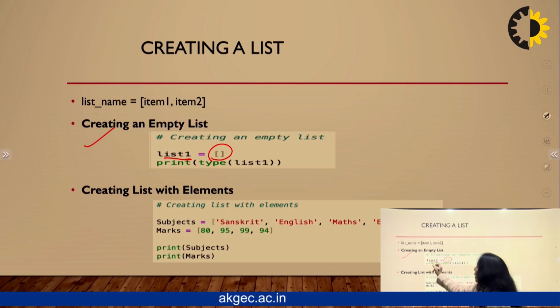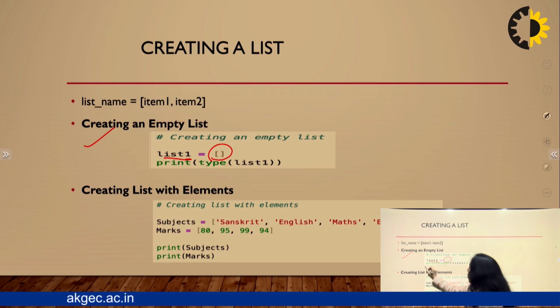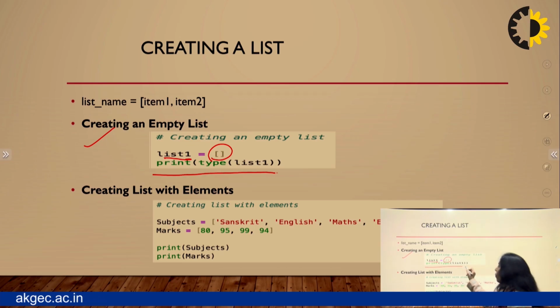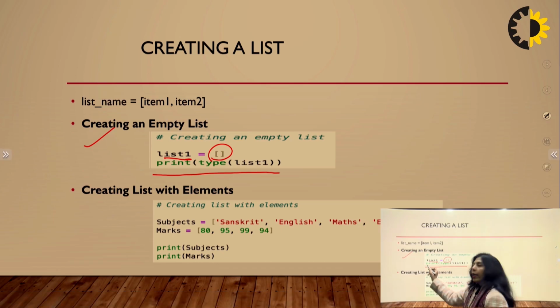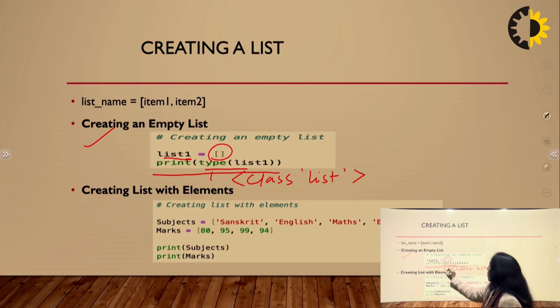So here list1 is the variable name for the data type list, and to see whether our data type is list or not, we can write in our command prompt print type list1. This will give us the output that it belongs to the class list.